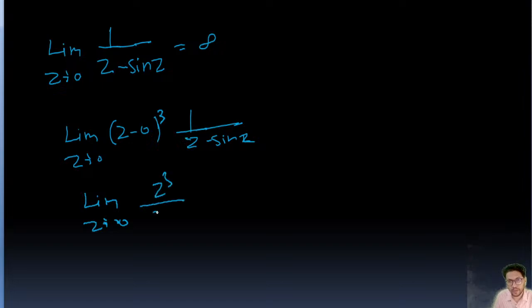z cube upon z minus z sin z. Now you can see this is a form of 0 by 0, right? Because sin z value is 0, z value is 0. So we can use L'Hospital rule.